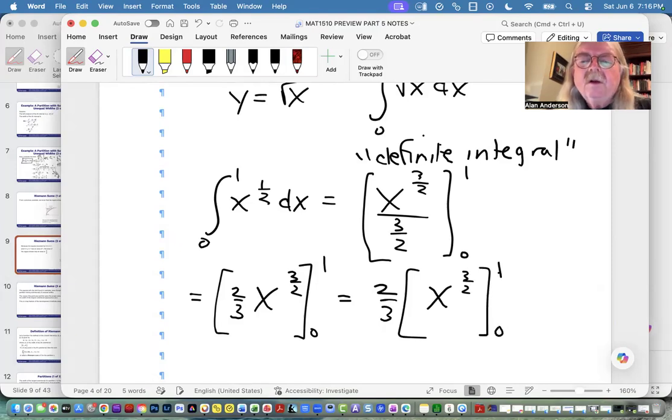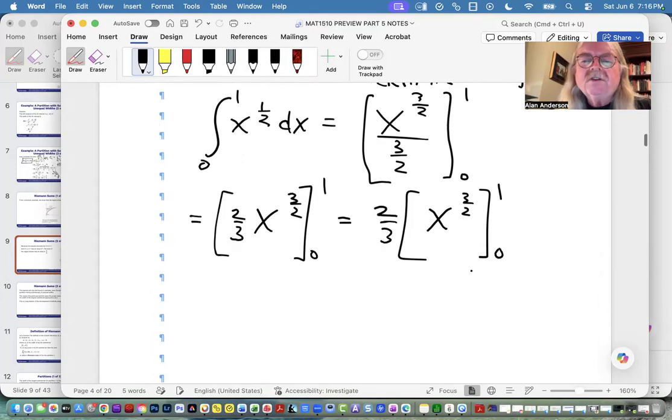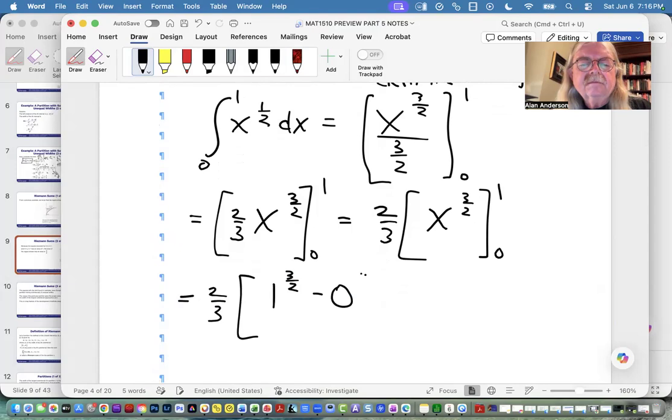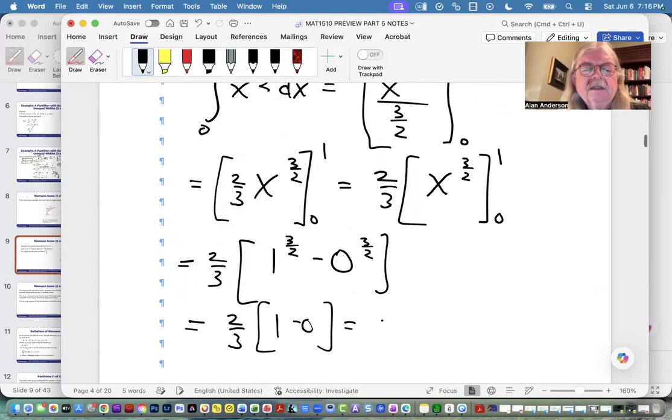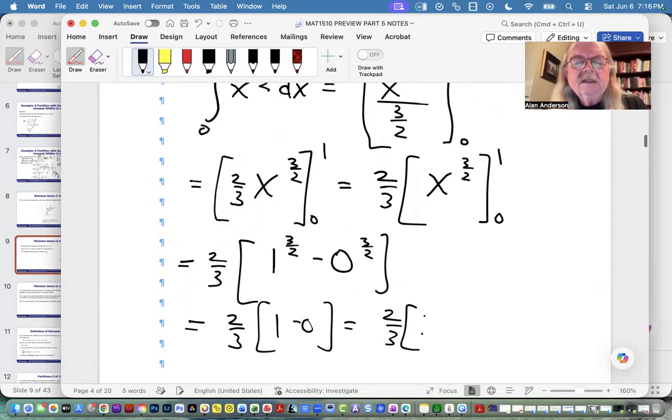And just remember, when we say evaluate, what you're actually doing is this. You're evaluating this function first at x equals 1 and then x equals 0 and subtracting. But you can see this is nothing but 2/3 times 1 minus 0, 2/3 times 1, 2/3.